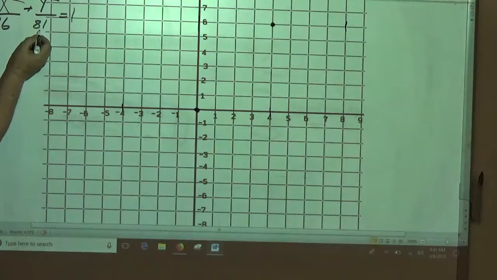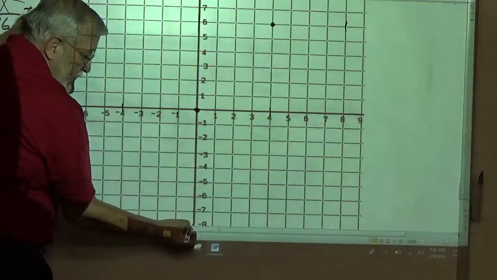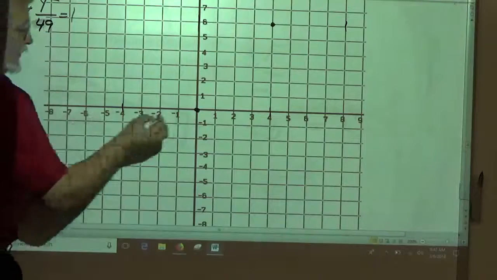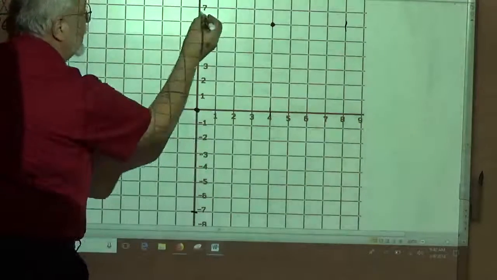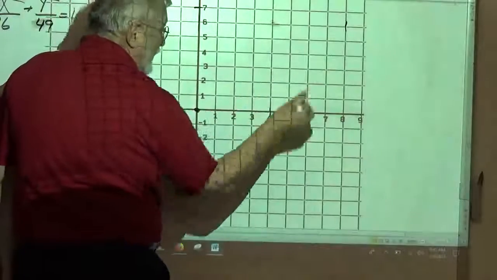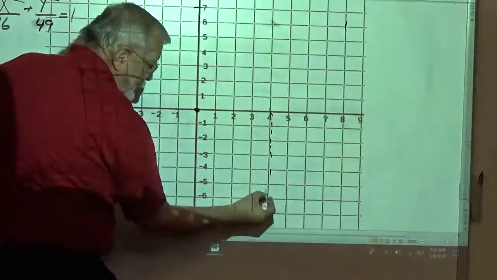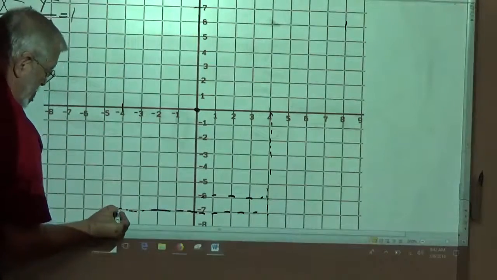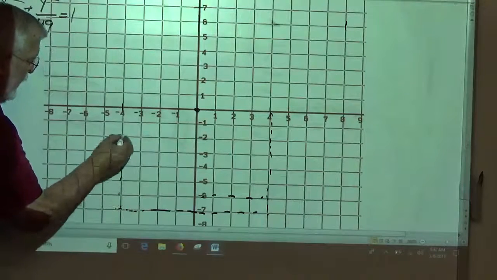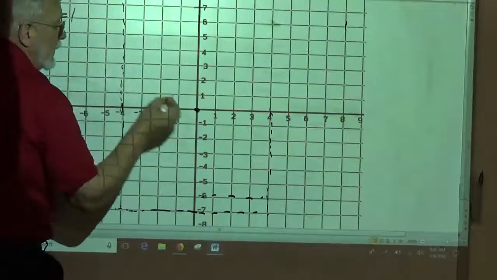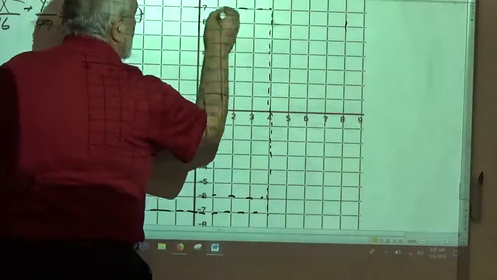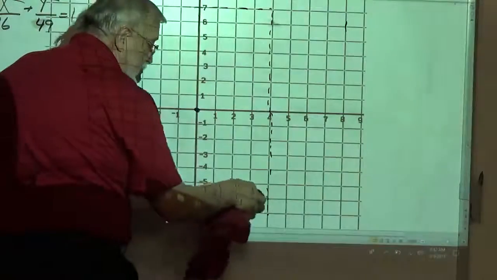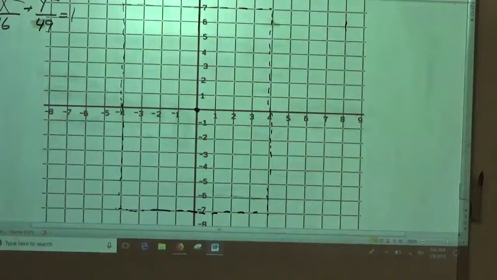Now, I go up and down 9. And unfortunately, let me change this because I don't have enough room. So let me change this to 49. So I go 7. Now what I'm going to do is draw a box. Okay, now what do you notice about that rectangle? It's very general. It's taller than it is wide.